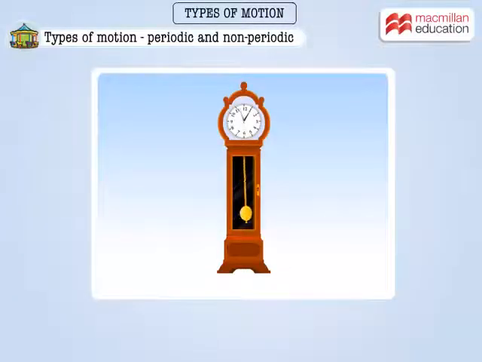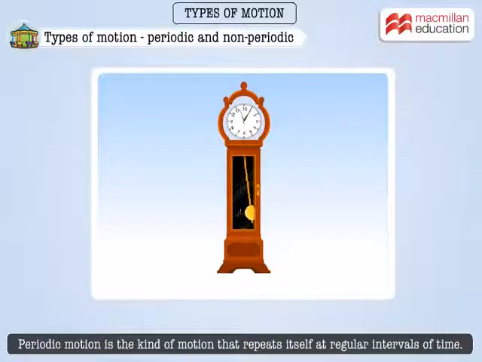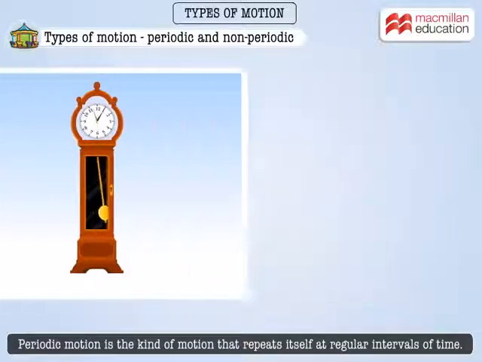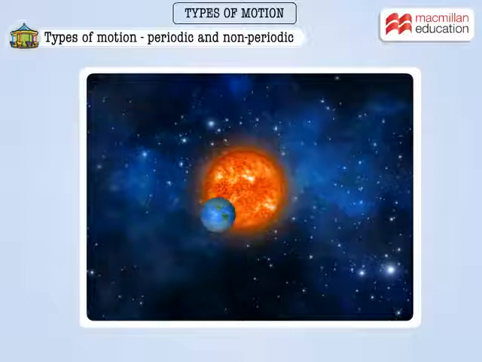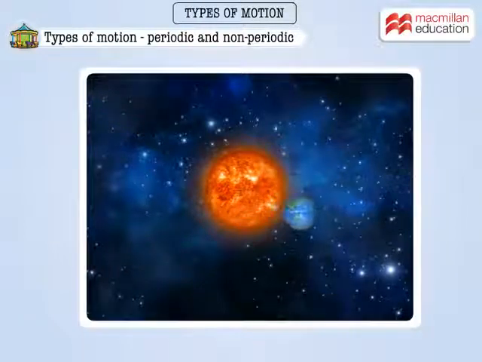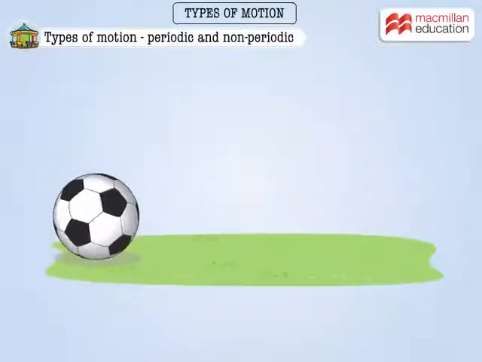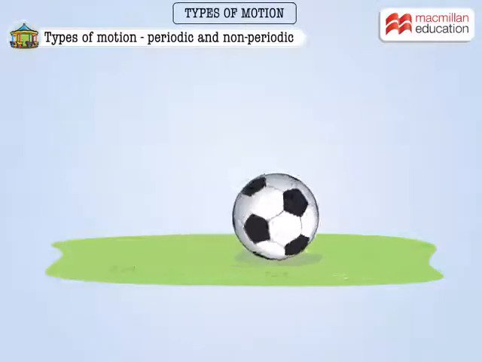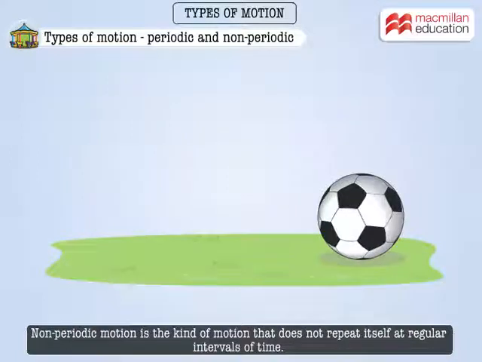We have all at some point or the other seen a pendulum in action. Its to and fro motion is an example of periodic motion. Periodic motion is a kind of motion that repeats itself at regular intervals of time. A very good example is the revolution of Earth around the Sun. Consider the motion of a rolling ball. After a certain point, it comes to a standstill. This is non-periodic motion.